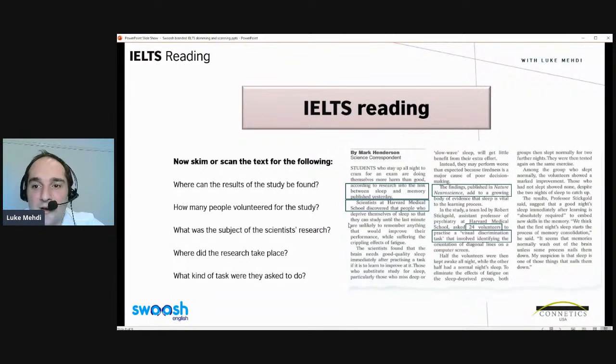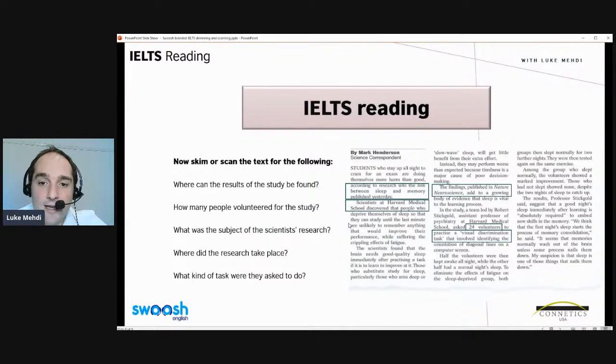So where can the results of the study be found? You'll see there Nature Neuroscience written in italics. This kind of curved writing is called italics. Again, that often stands out. How many people? A number. As you practice scanning, you will find that it becomes a lot faster for you to identify numbers.